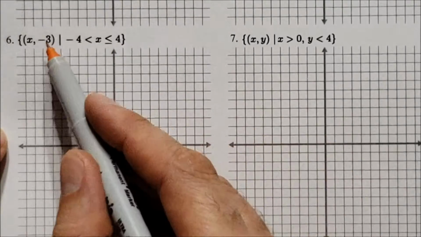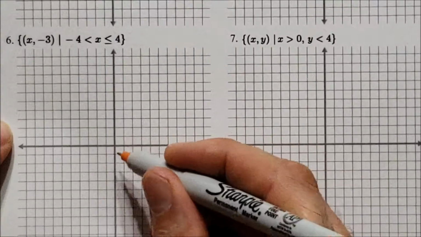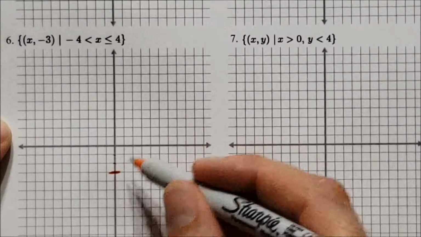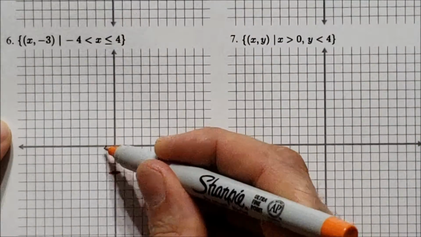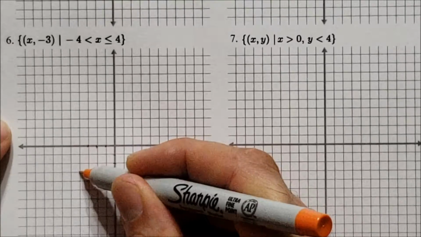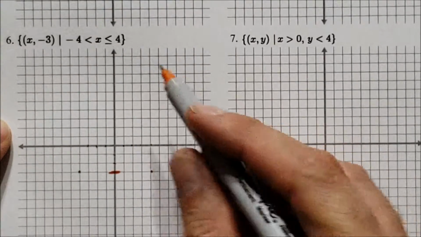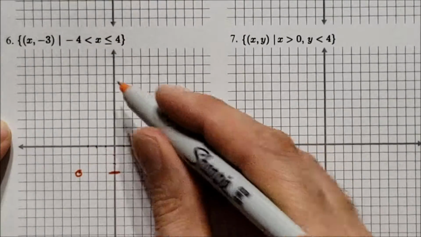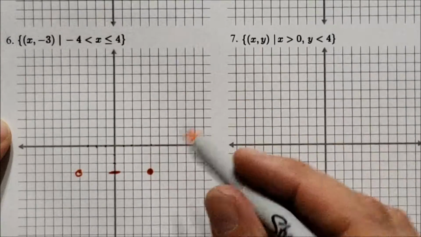So we're going to first look at the y values. y is -3. That's down here. Y is -3, but then x is between -4 and +4. 1, 2, 3, 4, and 1, 2, 3, 4, right there. It does not include -4, so we're going to put an open circle right here. It does include +4. That's going to be a closed circle.